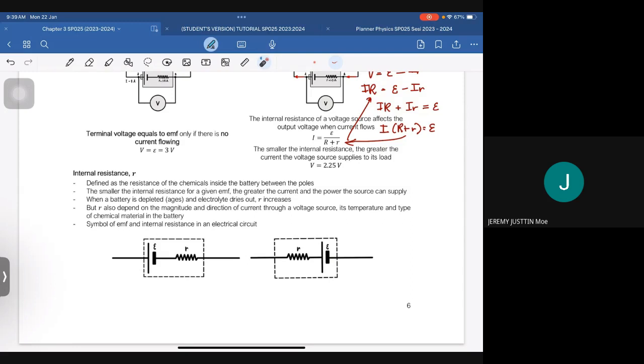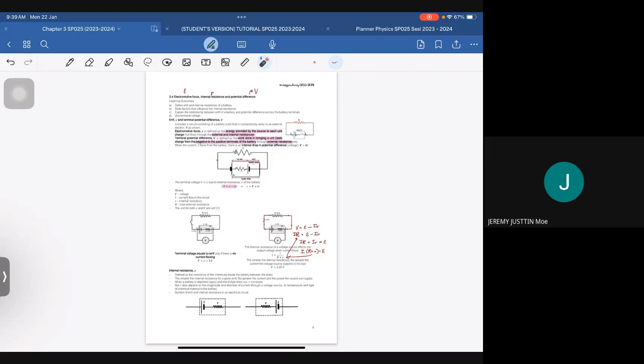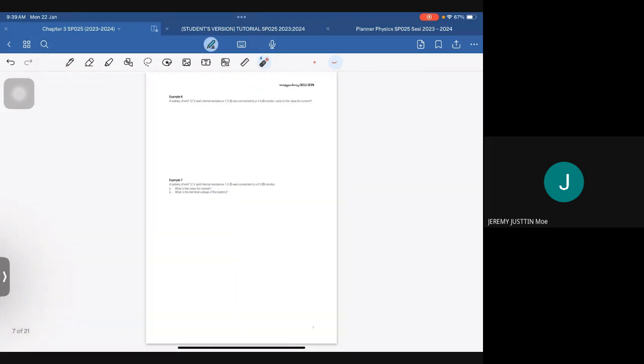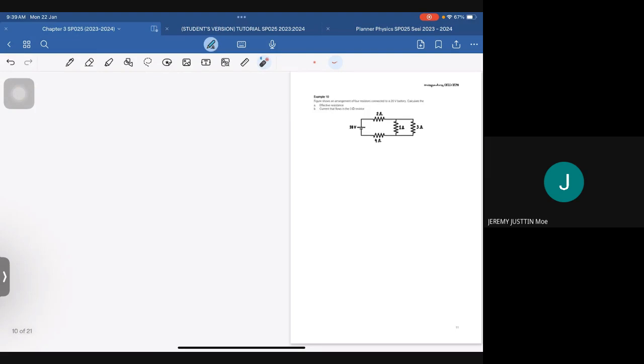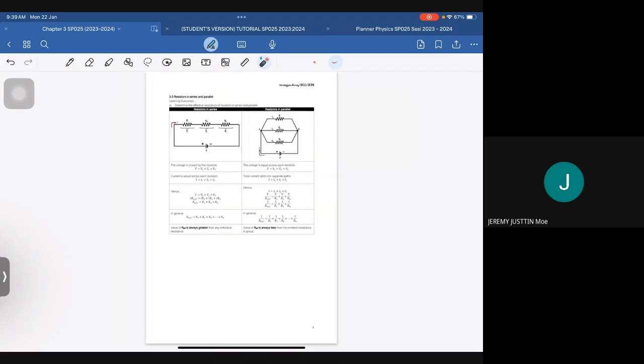Right. Ini symbol of EMF and this is internal resistance lah. So internal resistance ni orang akan lukis lagi kecil tau daripada external resistor. So dia punya lukisan tu pun berbeza. Okay. So that is EMF, internal resistance and potential difference lah. Saya masuk chapter 3.5 sebab supaya kamu tahu macam mana mau simplify and apa karakteristik saya lah.